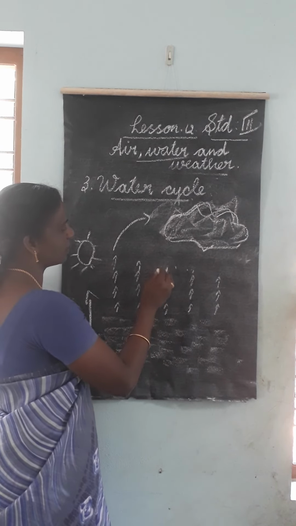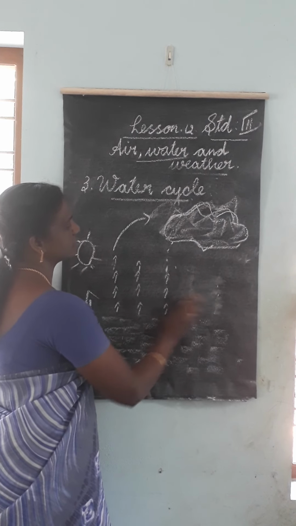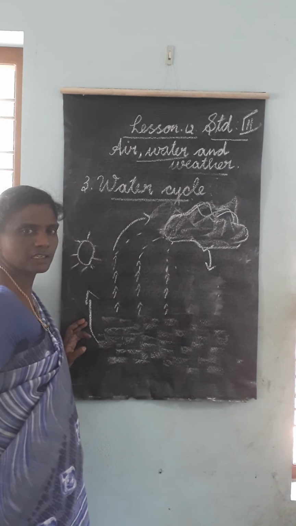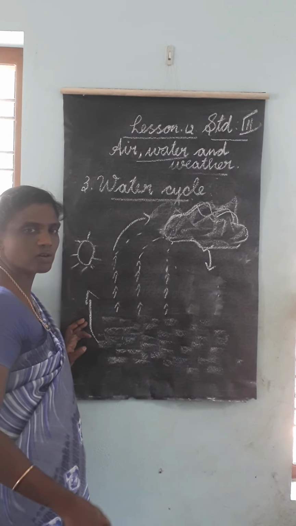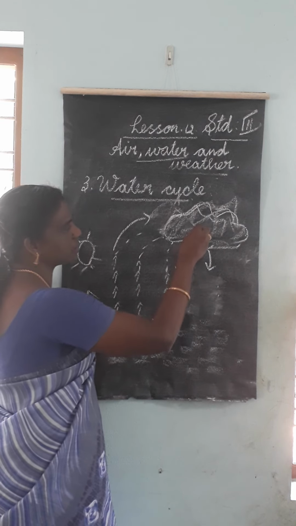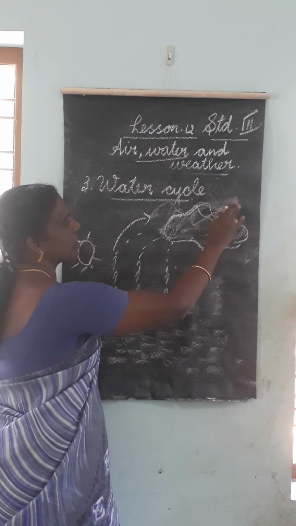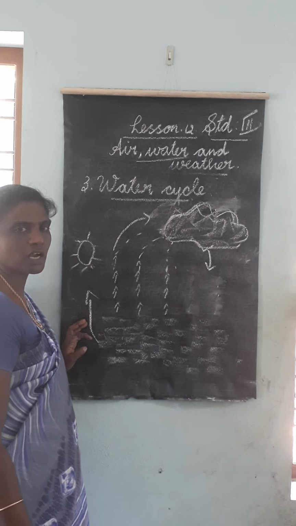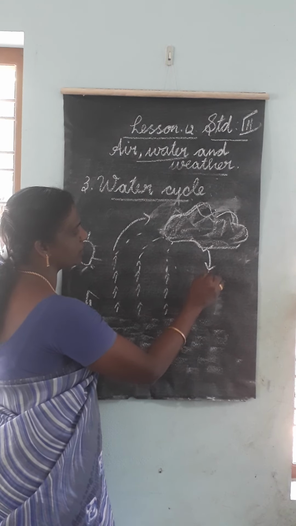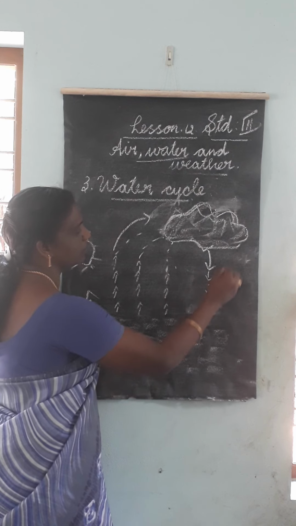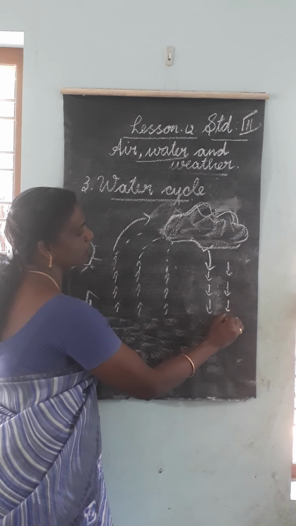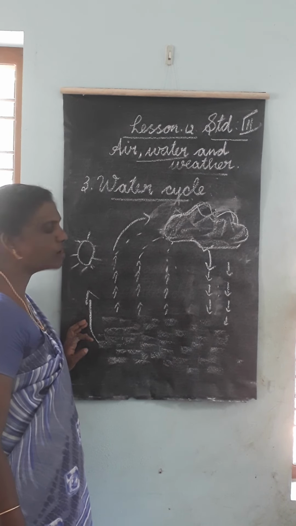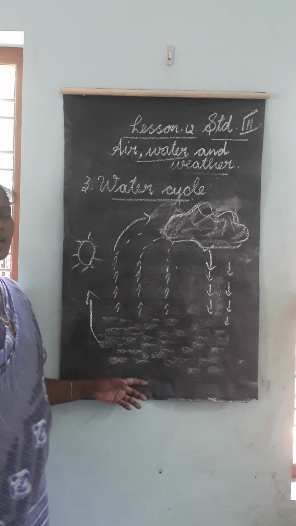Then all of you listen. These clouds cannot hold big drops of water. These water drops come down as rain. All of you understand?